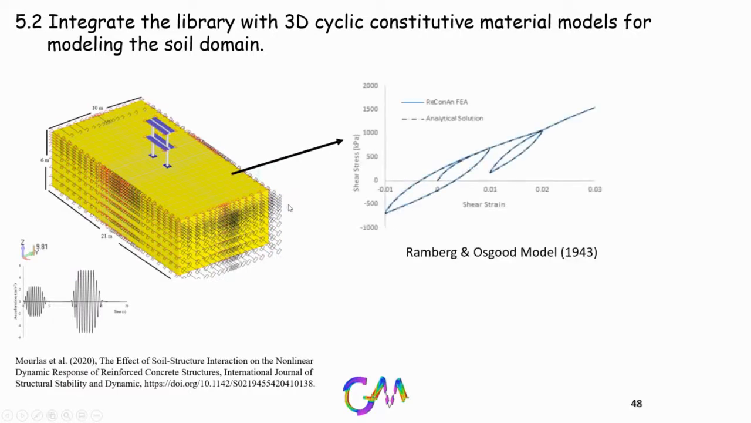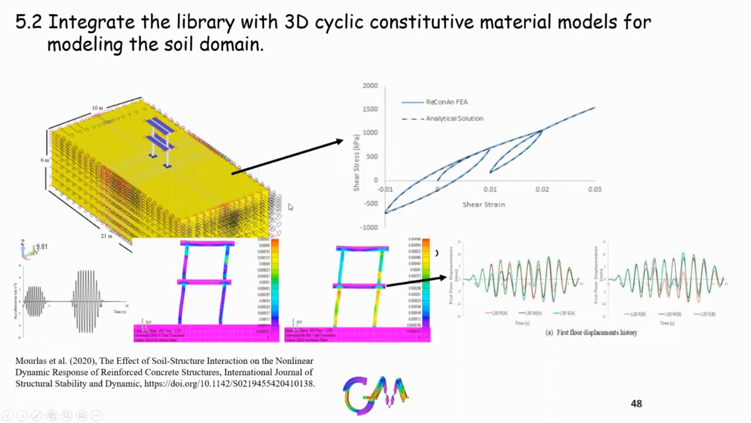We need to integrate more materials for the soil and perform soil structure interaction investigations. So far we have the Ramberg-Osgood model, and we need to have a model for sand. If anyone is interested, we are looking for somebody to do that, even though we have a candidate already. But we can also have more models, pore pressure, take into consideration liquefaction, and so on.